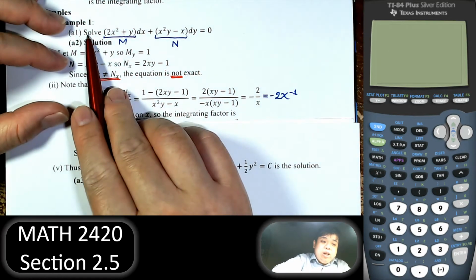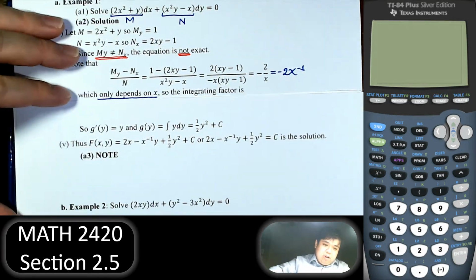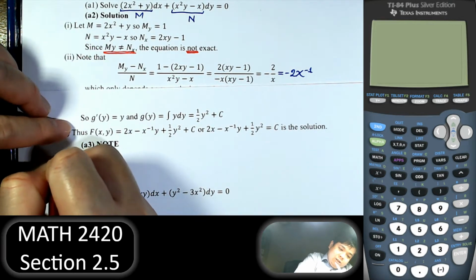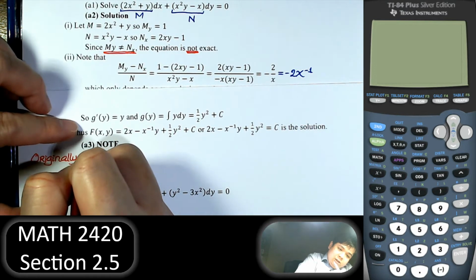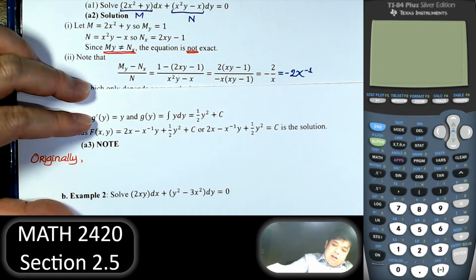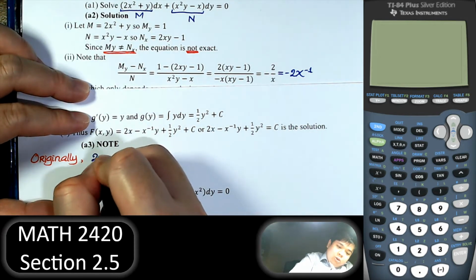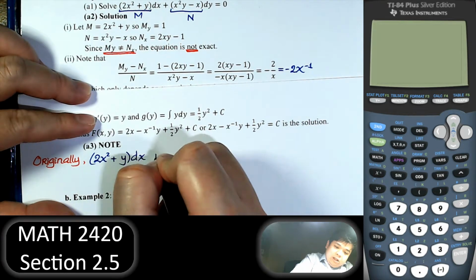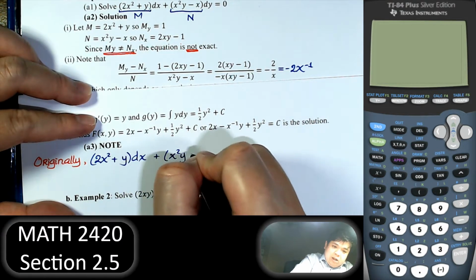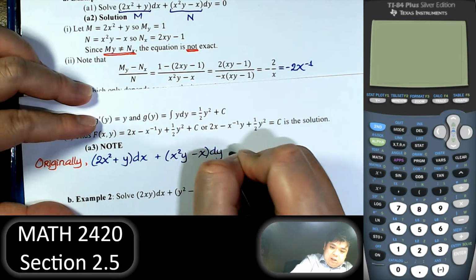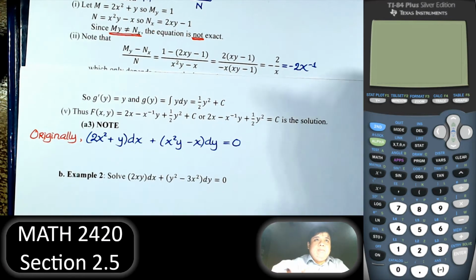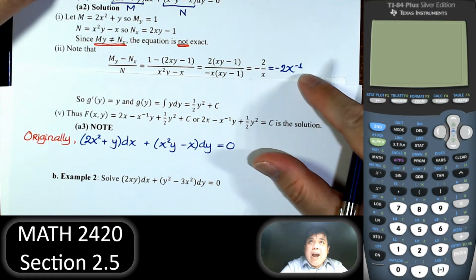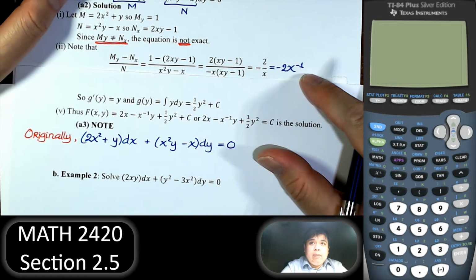Right. So originally this is the equation. So I will write this. Originally the equation is (2x squared plus y) dx plus (x squared y minus x) dy. Right, so this is the original equation. Now we multiply by the integrating factor of negative 2x to negative 1. Right, so special.